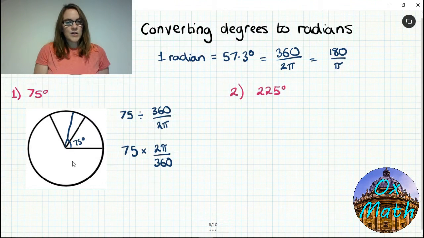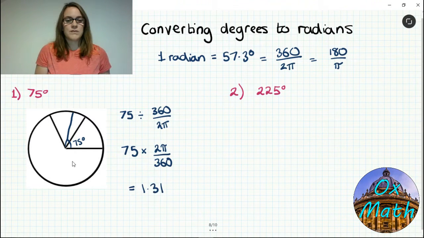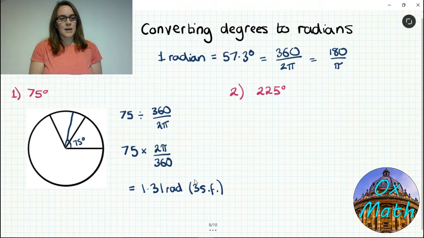So I flip the 360 over 2 pi and I'm timesing instead of dividing. So you type that into your calculator and that gives you an answer of 1.31 radians this time. And again, that is to 3 significant figures. And that makes sense. Again, we're sense checking the answer. 75 degrees is more than 1 but less than 2, so 1.31 sounds about right.